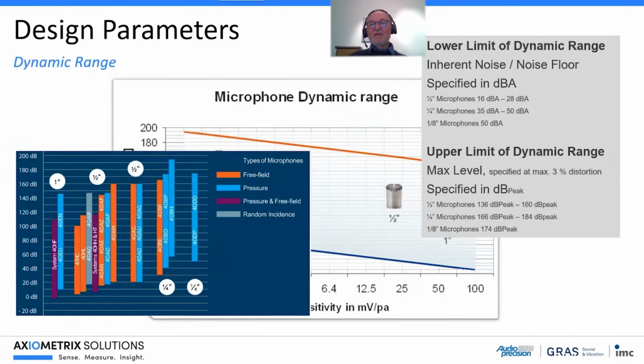The upper limit of dynamic range is specified as a max level with a maximum distortion of 3%, and it's a specification in dB peak. A 1/2-inch microphone is between 136 dB and 160 dB, 1/4-inch microphones 166 to 184 dB, and 1/8 of an inch about 174 dB.